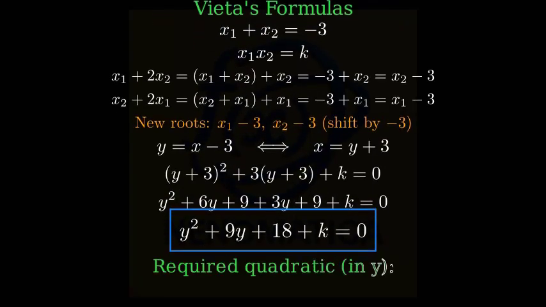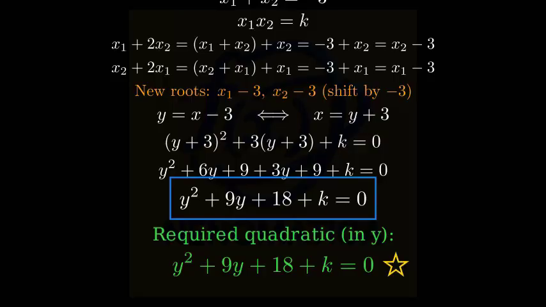Conclusion. The required quadratic whose roots are x1 plus 2x2 and x2 plus 2x1 is the equation in y: y squared plus 9y plus 18 plus k equals 0. These roots are exactly the original roots shifted by -3.